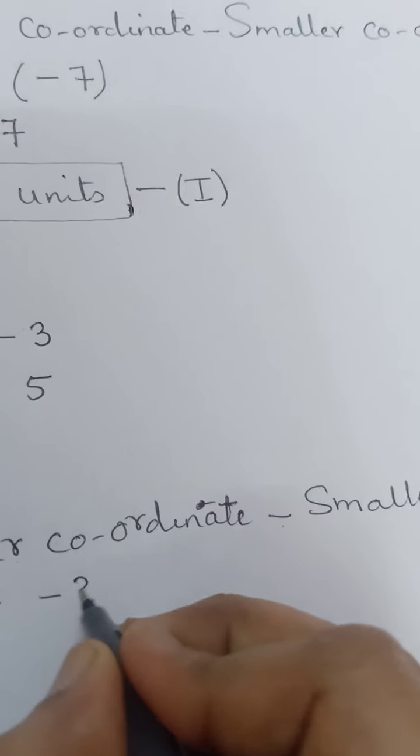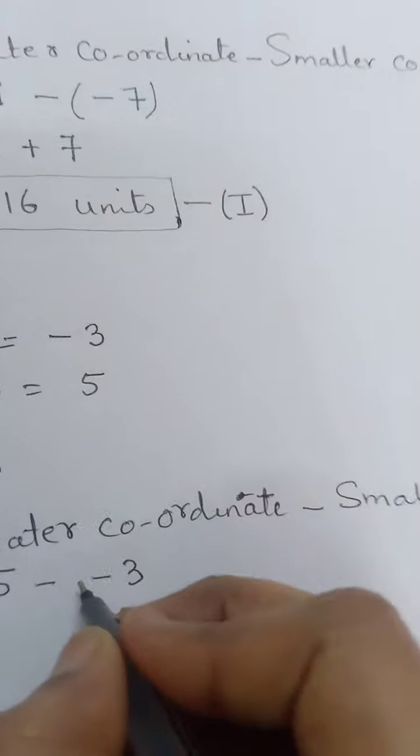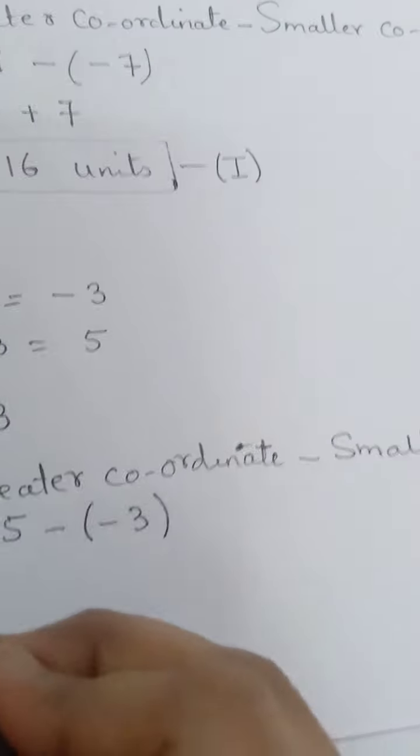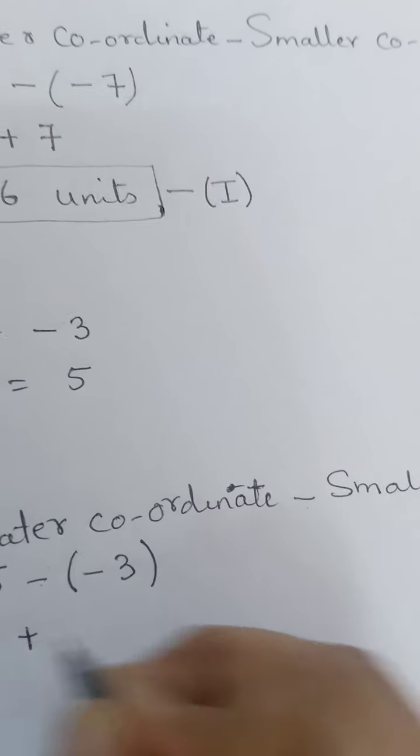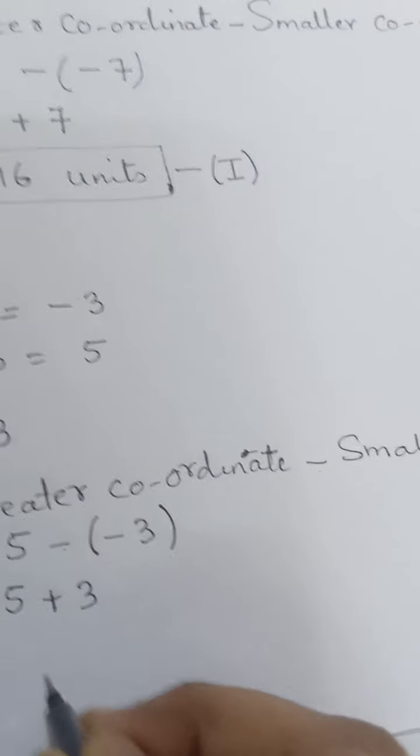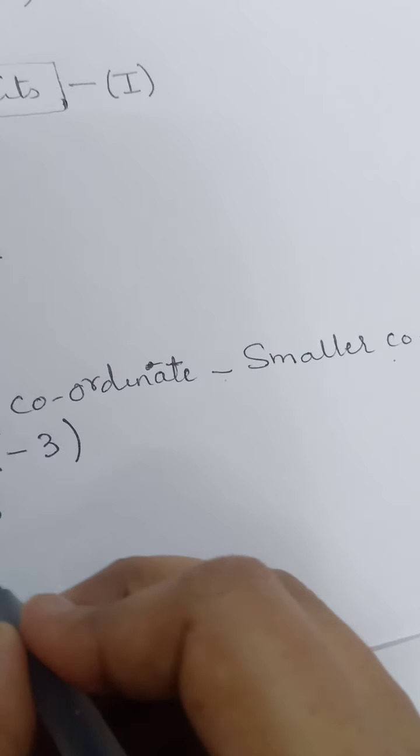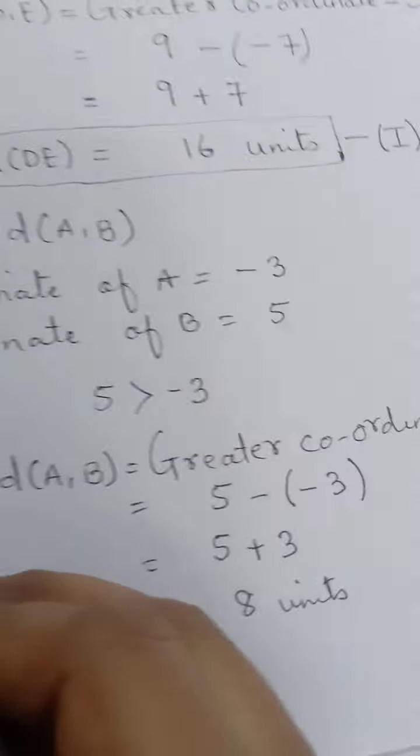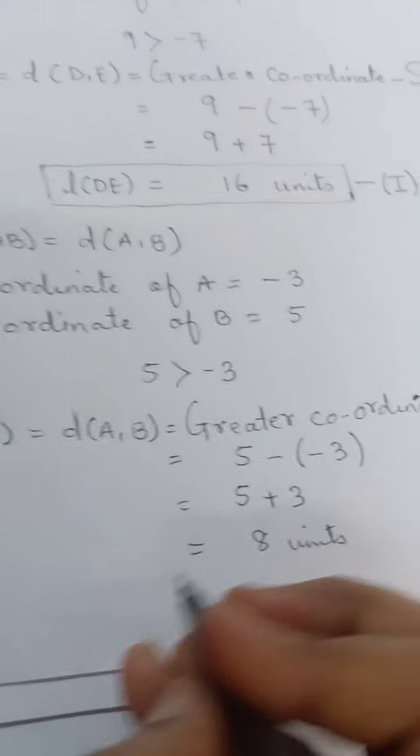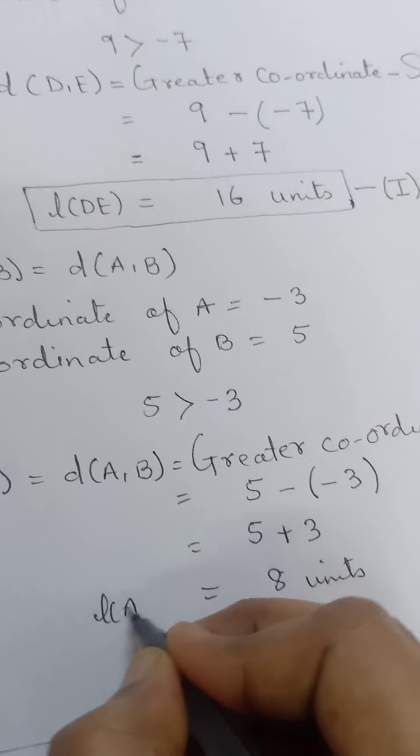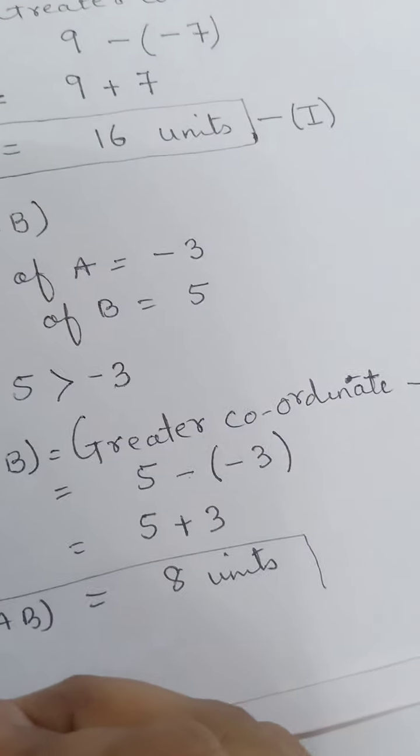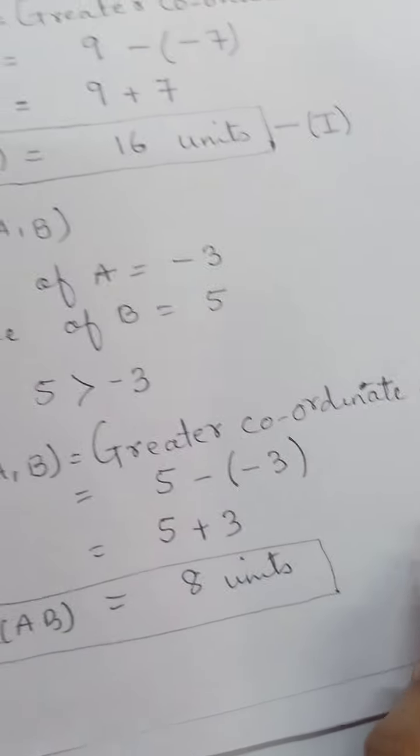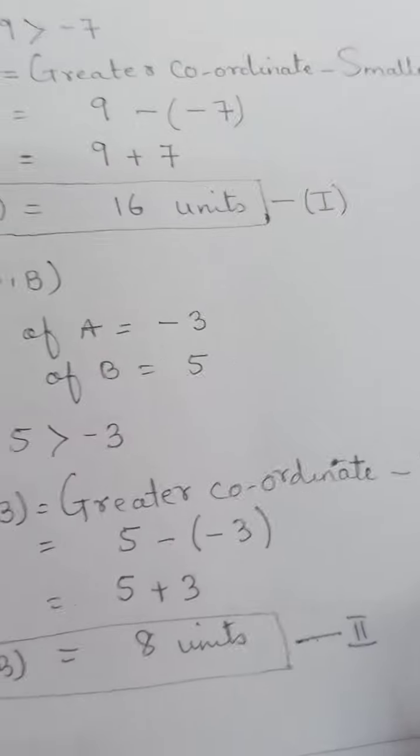So I will take here -3, and two signs we have taken together. So for separating them, we will take the bracket. So here 5 will be as it is, minus minus will be plus, and it is 3. So 5 plus 3 is 8, and we can write it is units. So we have calculated length of AB. It is length of AB is equal to 8 unit, and as I am telling you, you have to write the final answer like this, that is in a box. So now we can give it equation number 2.